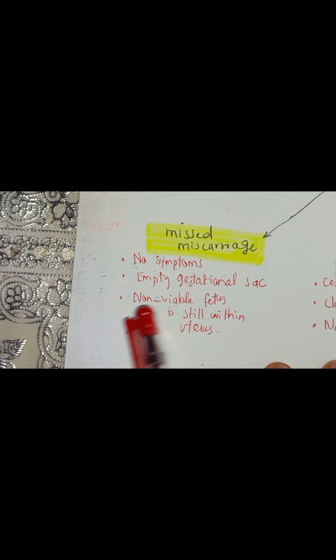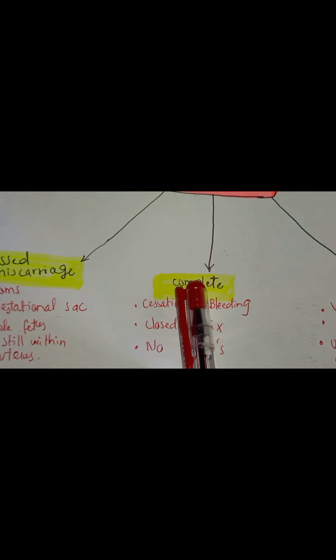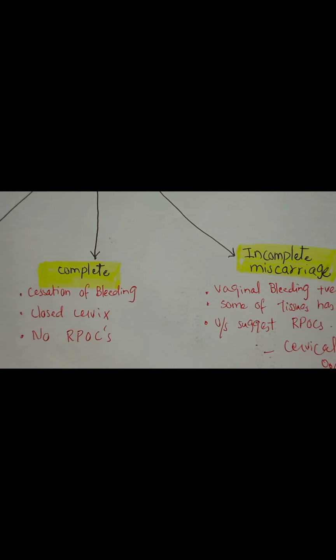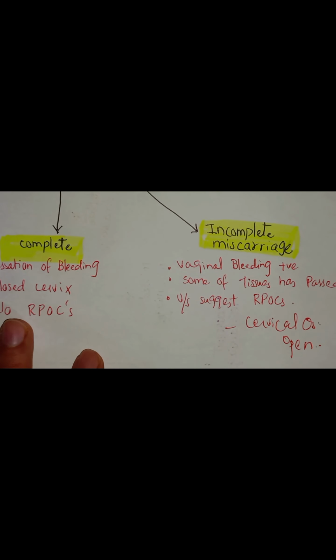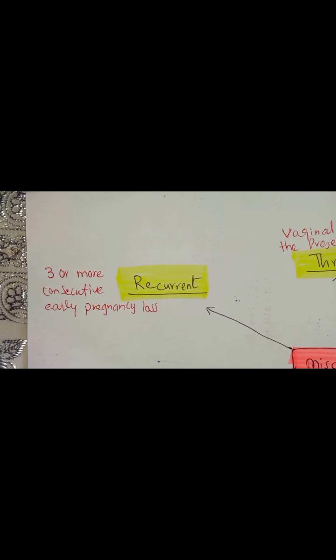So, the differentiating point between the missed miscarriage, complete miscarriage, and incomplete miscarriage: in incomplete miscarriage, some of the tissues are lost, some are present. In the complete miscarriage, the products of conception are completely lost, and in the missed miscarriage, the tissues are still present inside the cavity. What is the definition of recurrent miscarriage? Three or more consecutive pregnancy losses is known as recurrent miscarriage.